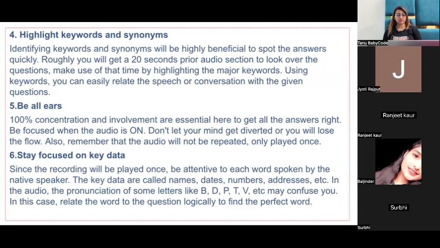नेक्स्ट इज बी ऑल ईयर्स। 100% कंसंट्रेशन होनी चाहिए, आप एक्टिव लिसनर होने चाहिए, एक इन्वॉल्वमेंट होनी चाहिए आपकी, राइट, to get all the answers correct. अगर आप फोकस नहीं रखोगे ऑडियो पे, then you will never get your answer correct, right? So be focused when the audio is playing. Don't let your mind get diverted or you will lose the flow, right?